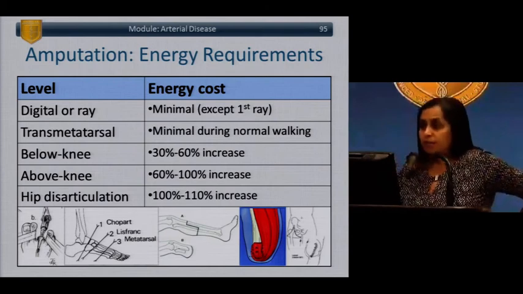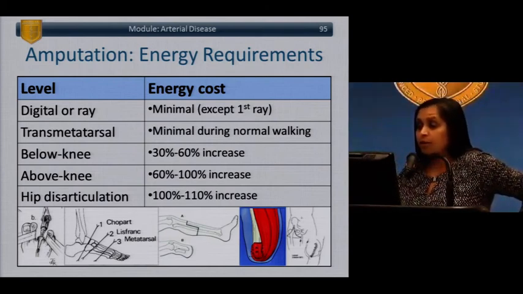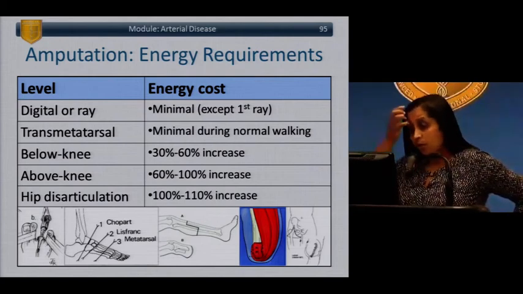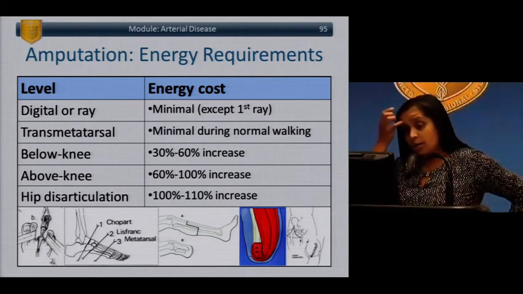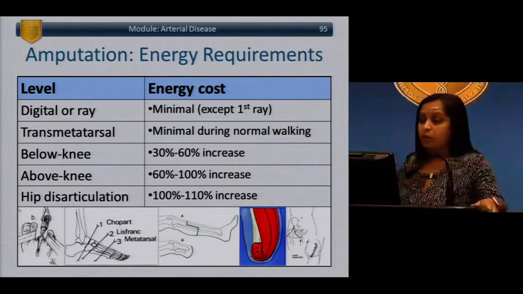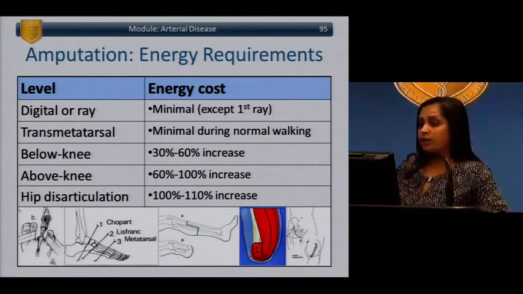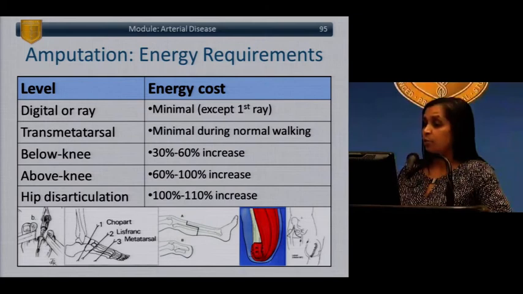Types of amputations have different energy requirements on the patient when they're completed. Typically, a digital amputation has minimal energy cost to the patient compared to an above-knee amputation, which can increase the energy requirements up to 100%.